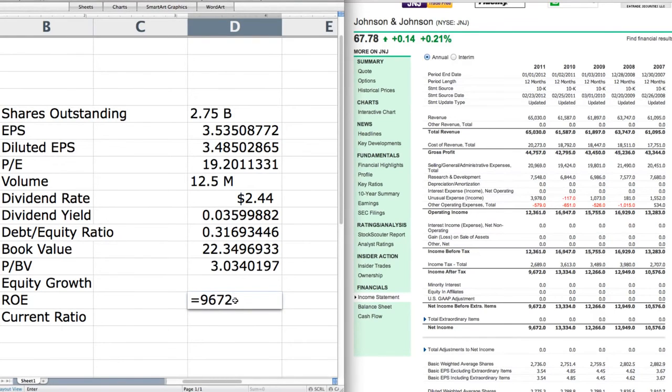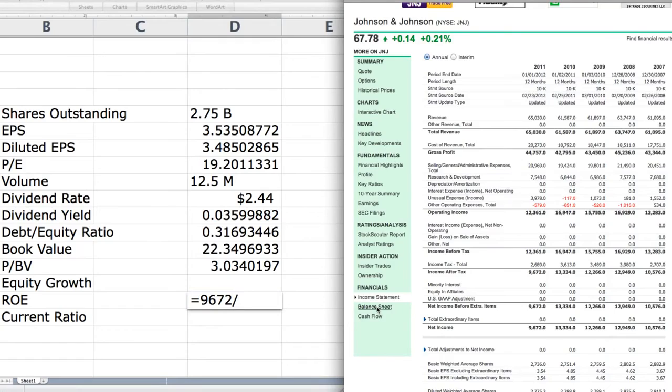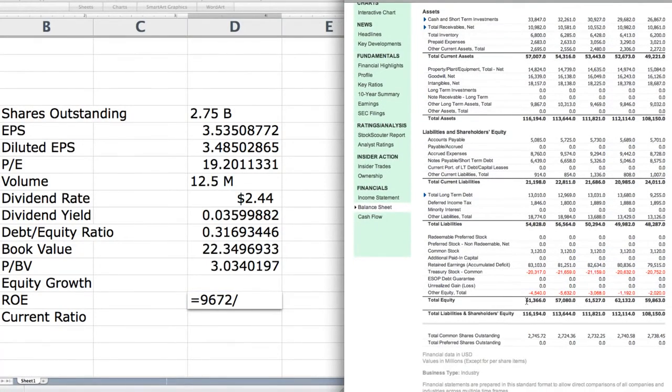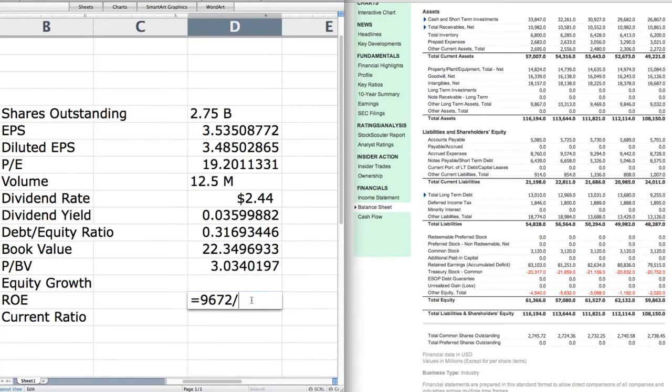So let's hit the equal sign, and we're going to put in 9,672, and we're going to divide that number, which is our net income, by the equity, which we'll pull off our balance sheet. We scroll down, and that is 61 billion. So we put in 61,366, and we hit enter, and you can see that the return on equity comes up as a percent. You move the decimal place, and it's 15.8 if we round it. 15.8% return on equity, which is phenomenal.